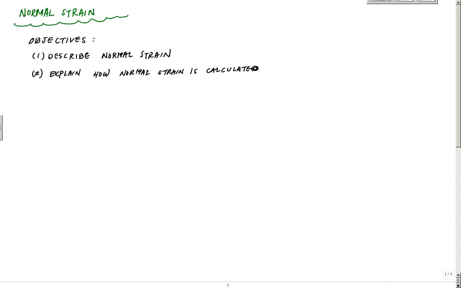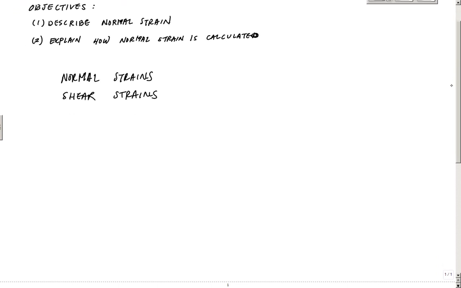Okay, and just like there are two types of stresses, there are two types of strains. There are normal strains that are accompanied by normal stresses, and shear strains from shear stresses. Here in this video, we're going to deal with normal strains mostly. We're going to describe them, and then hopefully you can figure out how to calculate them. The shear strains we'll deal with in another video.